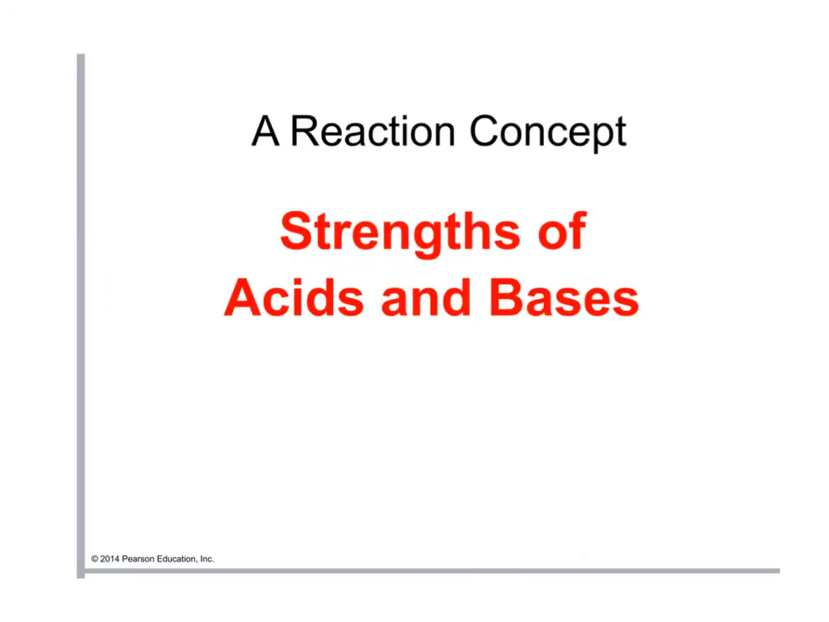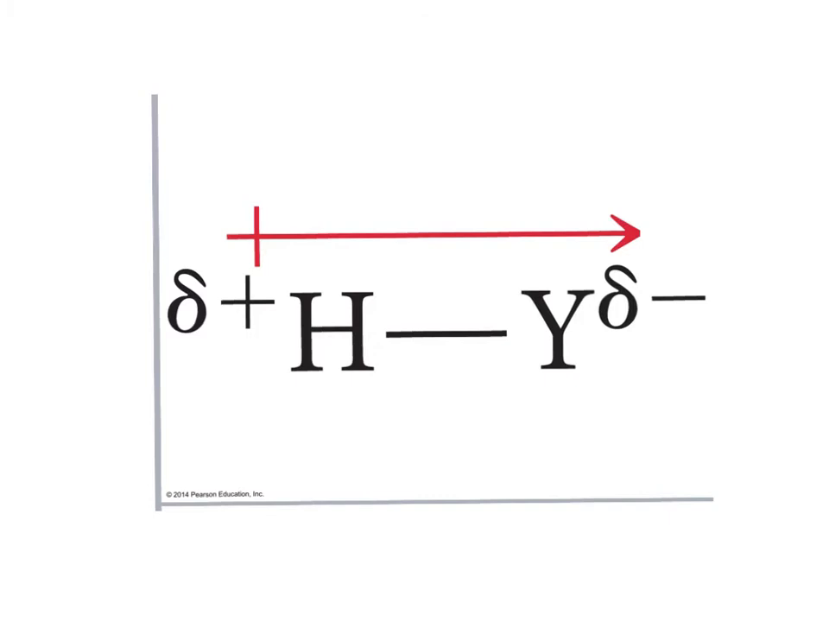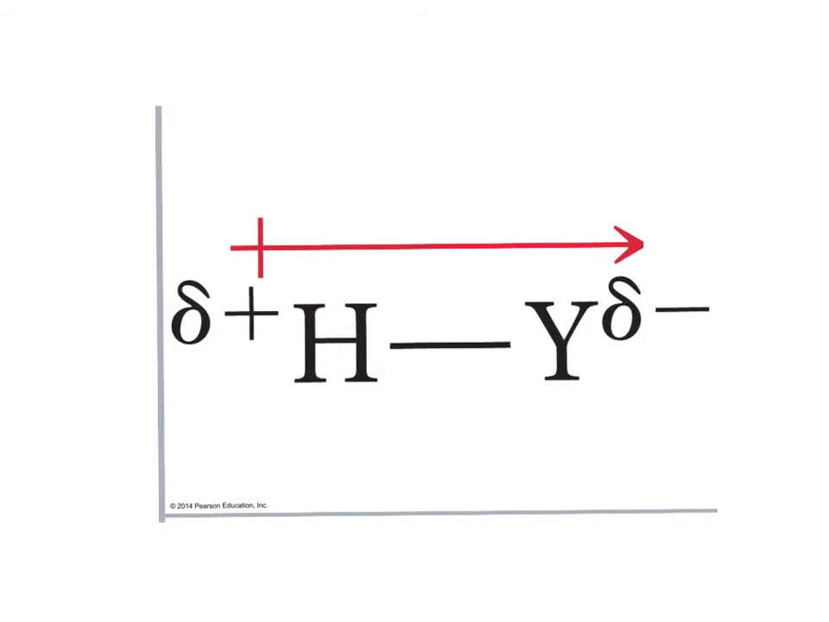Okay. So in this section, we're going to look a little bit at the strengths of acids and bases. Again, we looked a little bit at that when we talked about weak acid, weak base. We're going to do a little bit more on that. So the strength of acids and bases can depend on the difference in the partial charges of the H plus and whatever it's attached to.